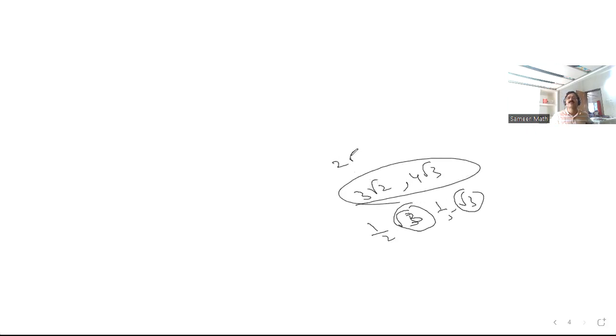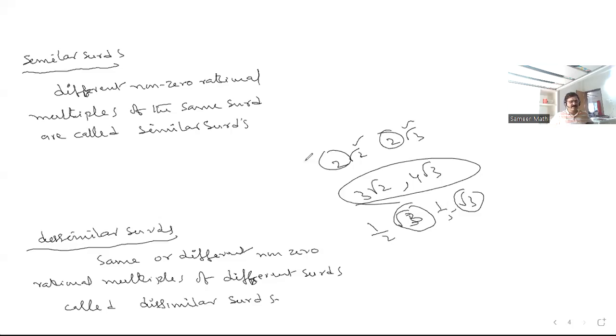Even though 2 root 2 and 2 root 3 have the same rational numbers, the surds are different. Then these are dissimilar surds. The same thing I am going to write over here. For similar surds, different non-zero rational multiples of the same surd.